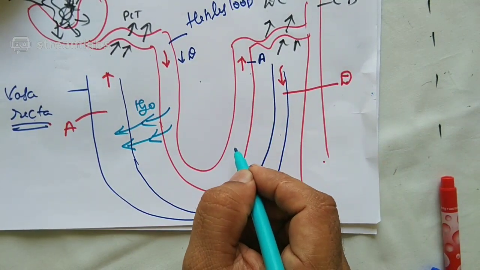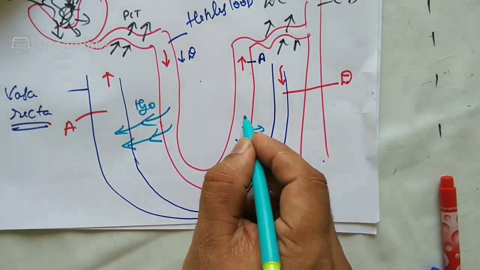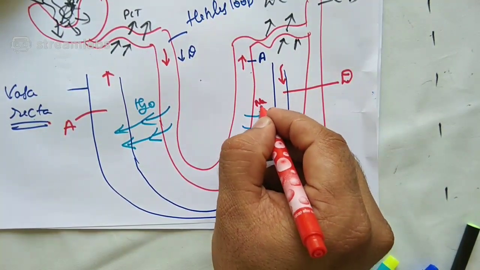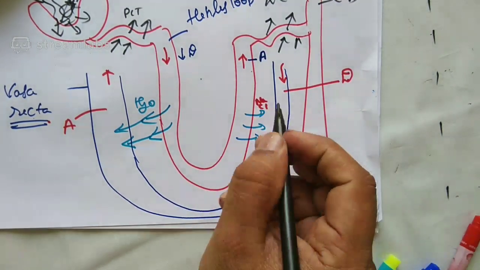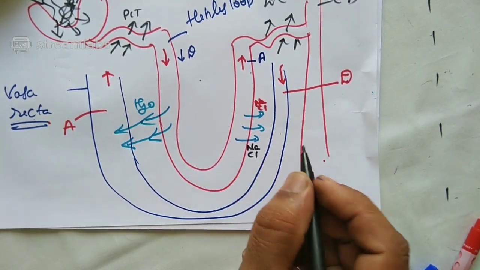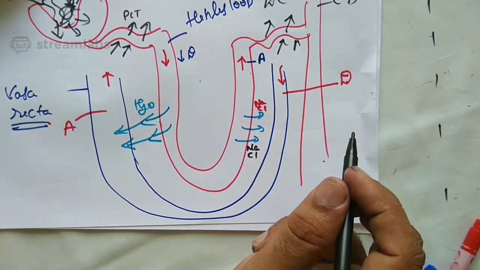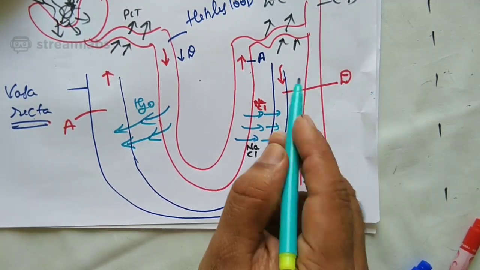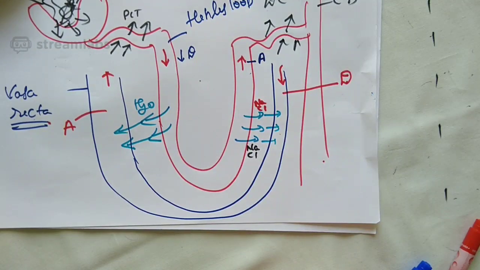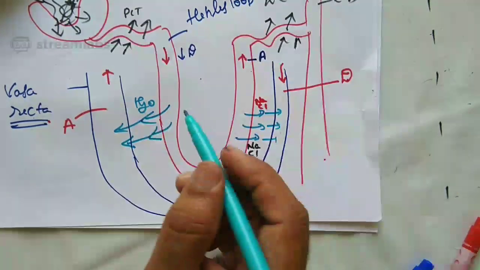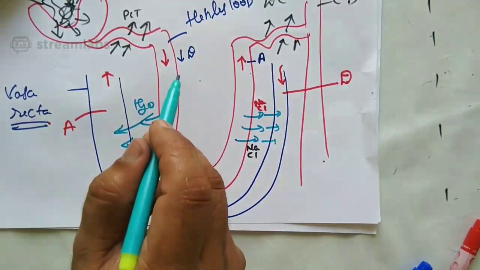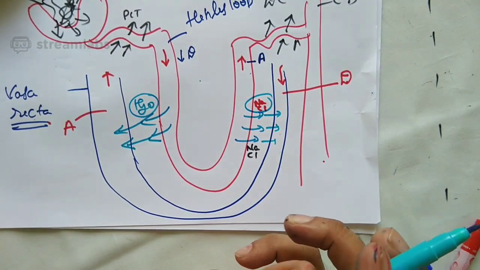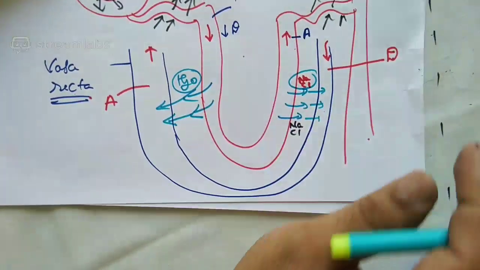Similarly, in the ascending limb of Henle's loop, water will not go outside. But who will go outside? Yes, it's sodium chloride. NaCl will go from the ascending limb of Henle's loop, and that will be reabsorbed by, you tell me? Yes, the descending limb of vasa recta. I hope the matter is clear. That means the descending limb is permeable to water and the ascending limb is permeable to sodium chloride. Please remember that.